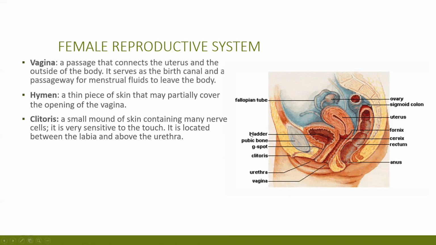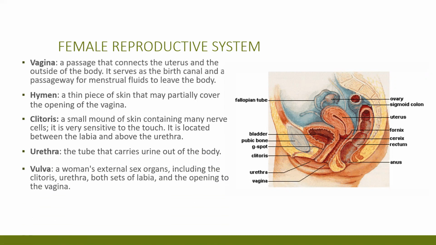The clitoris, located right here, is a small mound of skin containing many nerve cells. It's very sensitive to touch. It's located between the labia and above the urethra. The urethra, located right here, is the tube that carries urine out of the body. The vulva, a woman's external sex organs, including the clitoris, urethra, both sets of labia, and the opening to the vagina. So the vulva are considered the external parts of the female reproductive system.